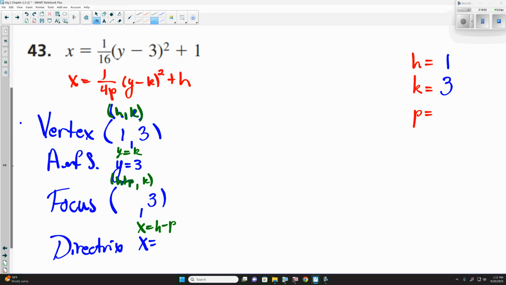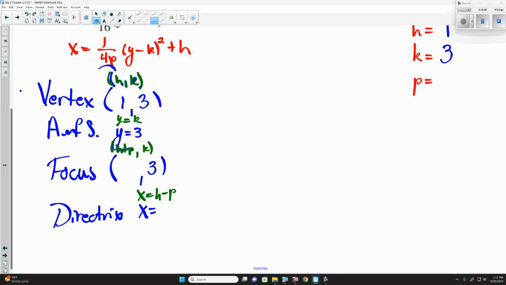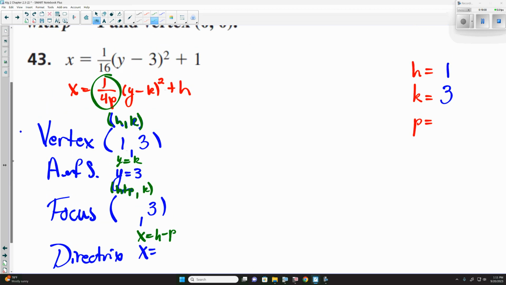Now, the value p for this problem is located in our 1 over 4p. What does that correspond to? So we're saying that whenever we plug in the value p into 1 over 4p, we should get 1 over 16. Questions on how we set this up? Now, what do we need to do first in solving for the value of p? Times both sides by 4p.